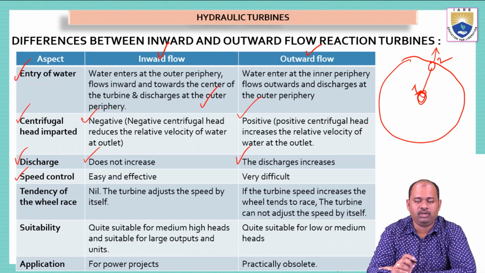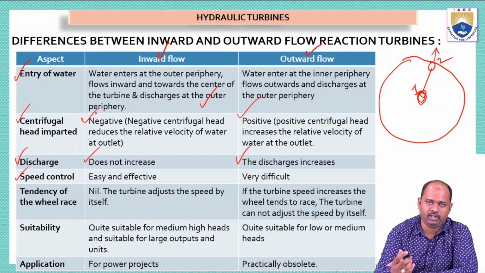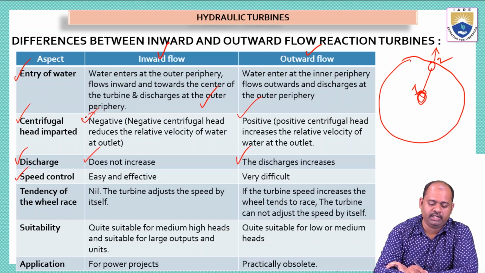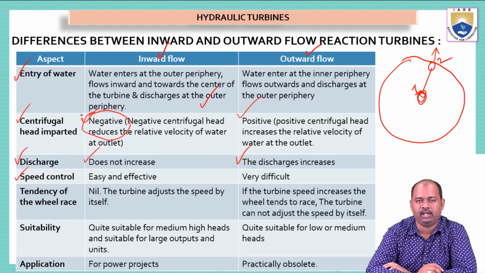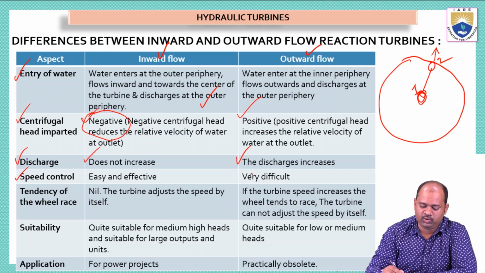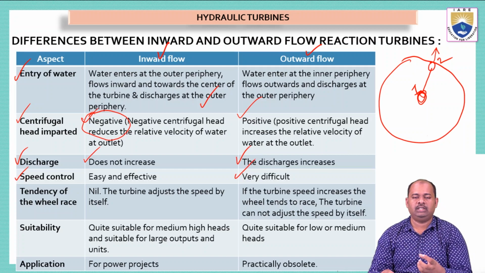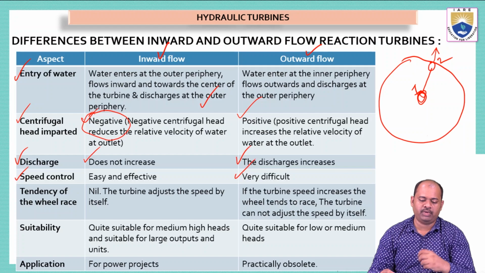In inward flow reaction turbines, the speed control is very easy and effective, because here the net head that is acting on the centrifugal rotation is negative. Because of this negative centrifugal head, the rotation can be easily stopped or controlled. Whereas in outward flow reaction turbines, the speed control is very hard, because we have more centrifugal force acting on the water that is coming out of the turbine.